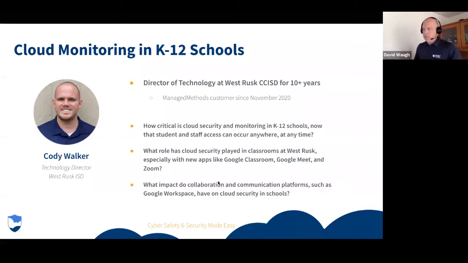Let's transition then to, and you've already kind of alluded to this question, what is the impact that these collaboration and communication platforms have had on how you approach security? For example, you mentioned Google and Google Workspace, the artist formerly known as G Suite, but how has that changed the dynamic now that everybody is in more of these web-based collaboration tools, whether it's Canvas or Google or Zoom or whatever it may be? What is your take on that now?